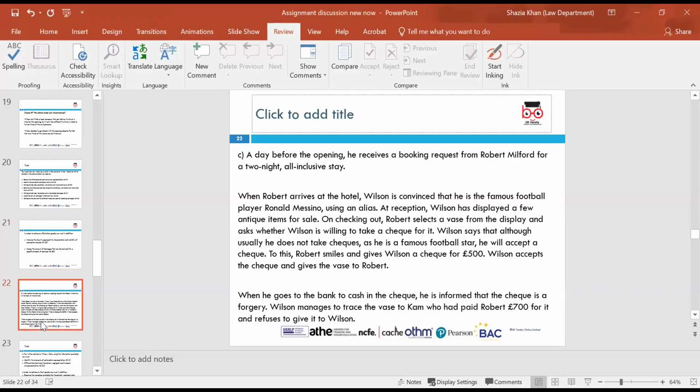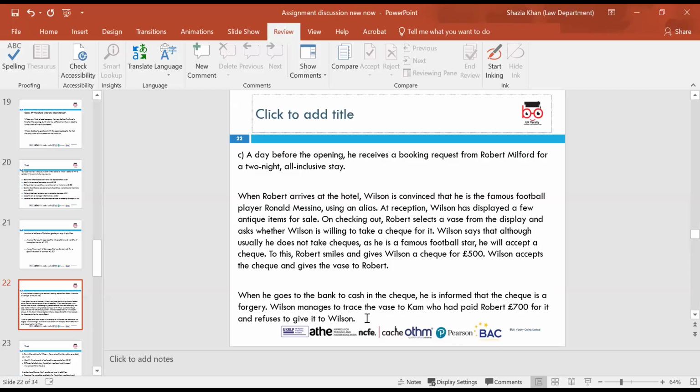Then we carry on. C, a day before the opening, he receives a booking request from Robert Milford for a 2-night, all-inclusive stay. When Robert arrives at the hotel, Wilson is convinced that he is the famous football player Ronaldo Massino using an alias. At reception, Wilson has displayed a few antique items for sale. On checking out, Robert selects a vase from the display and asks whether Wilson is willing to take a check for it. Wilson says that although usually he does not take checks, as he is a famous football star, he will accept a check. To this, Robert smiles and gives Wilson a check for £500. Wilson accepts the check and gives the vase to Robert.